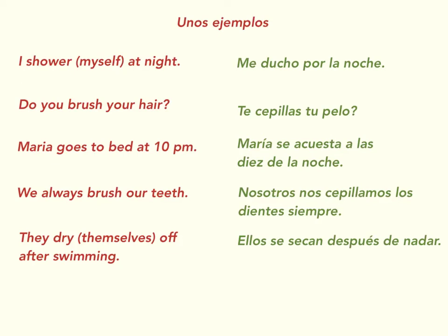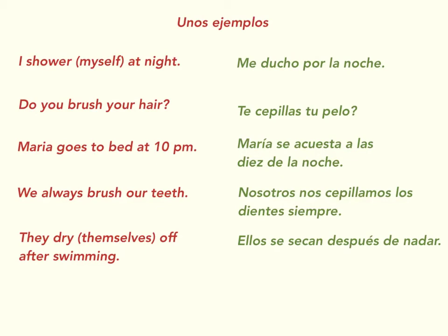Let's look at a few simple examples here, and I want to highlight a few things as far as the conjugations go. Let's look at number 1 in the yo form again. I shower myself. So we would basically do that 4-step process, right? With the me in front. We know we're talking about ourselves, so we conjugate it in the yo form. And we have me ducho por la noche. I shower myself at night.